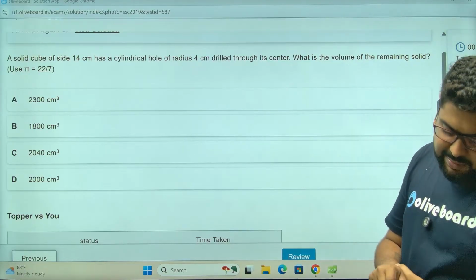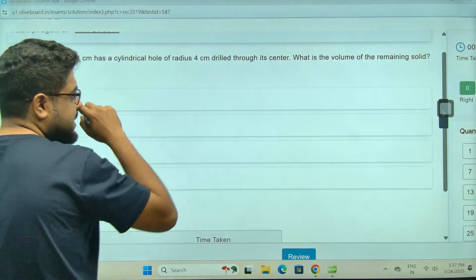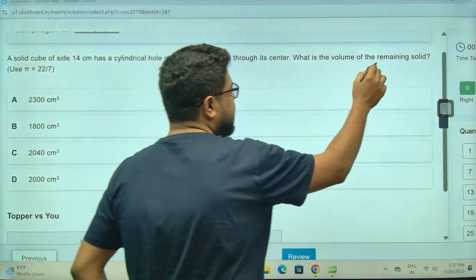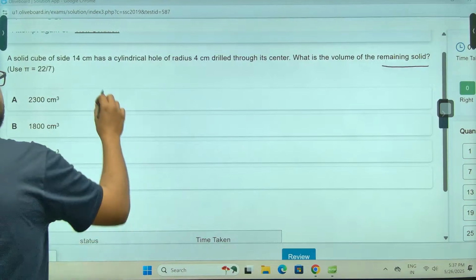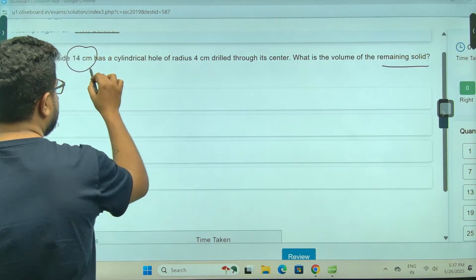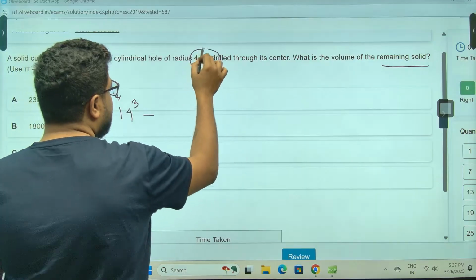No, that is not the case. It won't have a minus thing. Why? Volume of the remaining solid means some solid minus some solid. I hadn't seen it. Solid cube of 14. What is the value of the volume? 14 cube. Cylindrical hole of radius this.